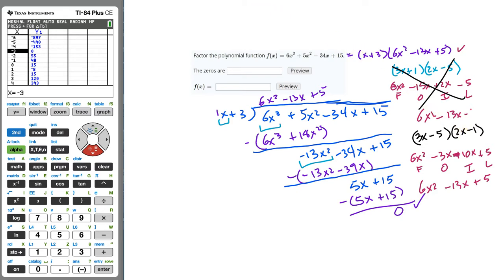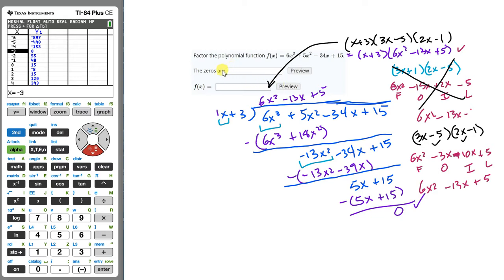So my final set of factors here is going to be x plus 3, and then these guys, 3x minus 5, and 2x minus 1. Okay, that's my factors. Whoops, that's here. I'm sorry. That's the factors.